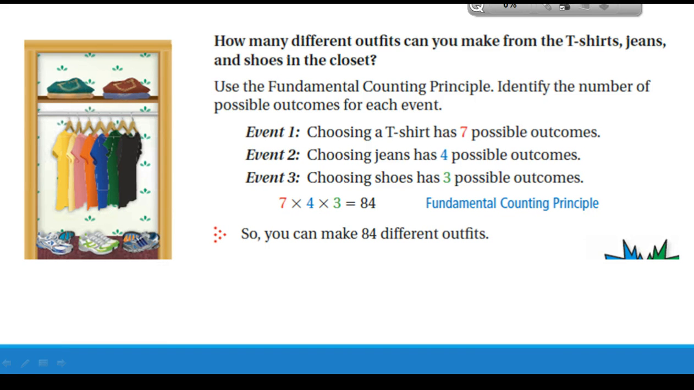Okay, so it looks like we'd have 7 t-shirts times the 4 pairs of jeans and the 3 shoes, and 7 times 4 times 3 is 84. So we have 84 different outfits.